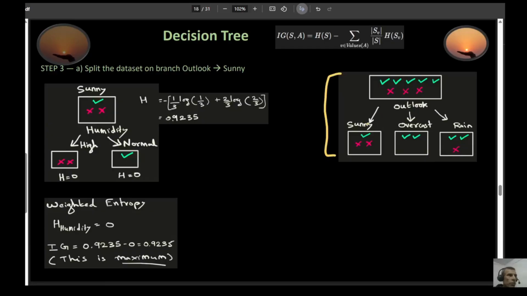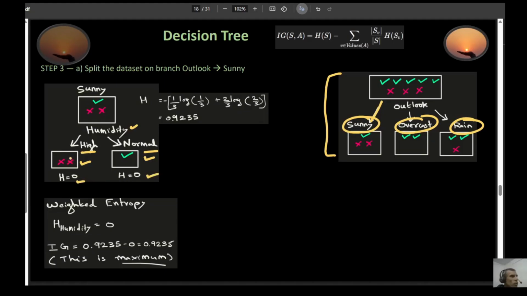So here I have three options. I have sunny, overcast, and rain. Let's start with this branch first. Let's see what happens over here. So in this case, using your sunny, you split that using humidity. Humidity can be high, it can be normal. For your high, you have 2 nays, and for normal, there's a 2 yays. In this case, your H comes out to be 0. In this case, also your H comes out to be 0. H in this case refers to entropy.